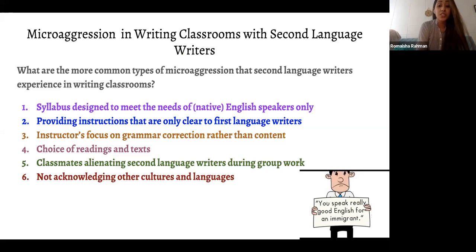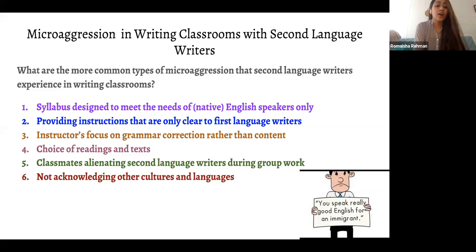Obviously, in syllabus design, like I was saying, you have to be mindful of what kind of topics you're choosing for your students in the writing classrooms, so that when you assign the topics, all the students have the same amount of information or knowledge, or you can direct them to sources where they can find information about the topics that you have assigned. The second one, when I talked about instruction, you have to be very clear, explicit, not use ambiguous language, so that it is clear to all kinds of students.